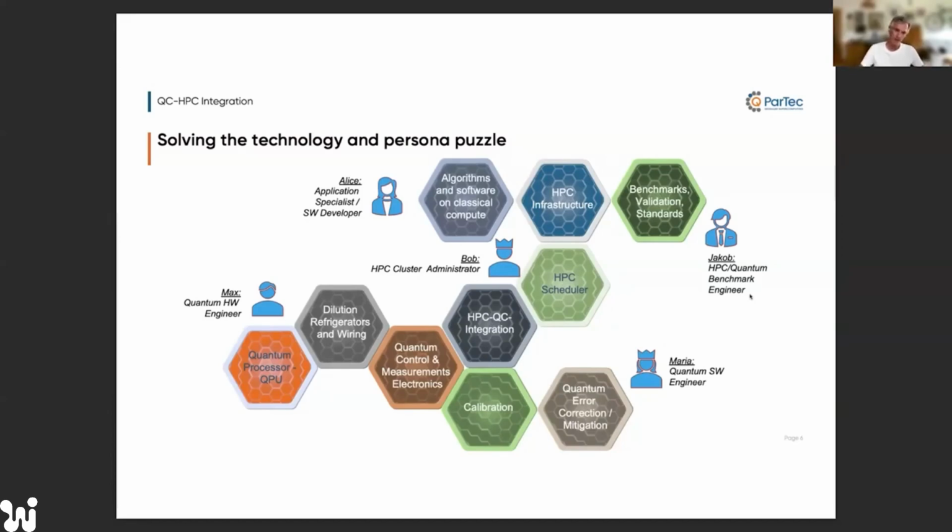And on the other hand, with the quantum computer, we have fridges, we have nitrogen we have to fill up, we have analog signals in our quantum computer. And that is not easy from a hardware perspective, just to integrate it into a quantum computing center.